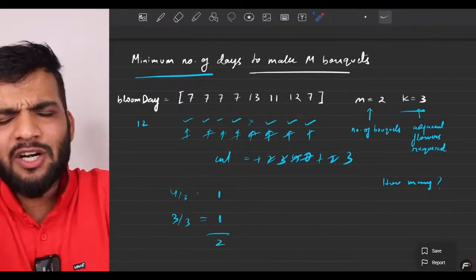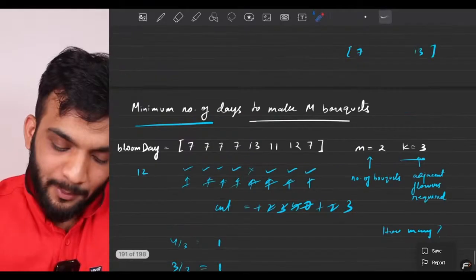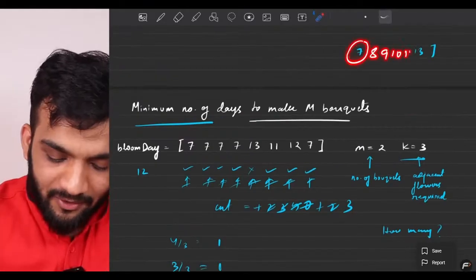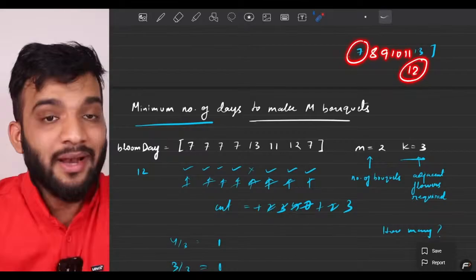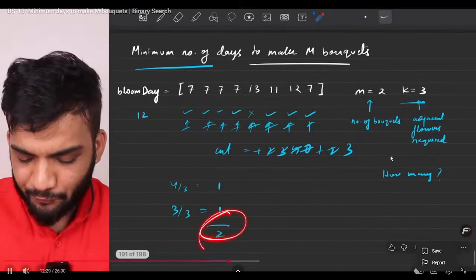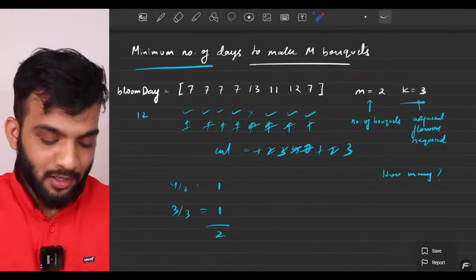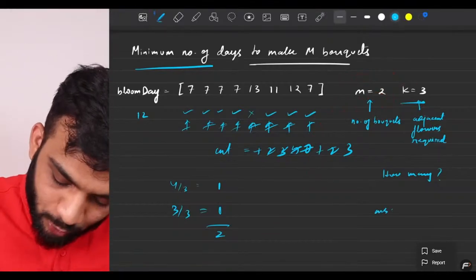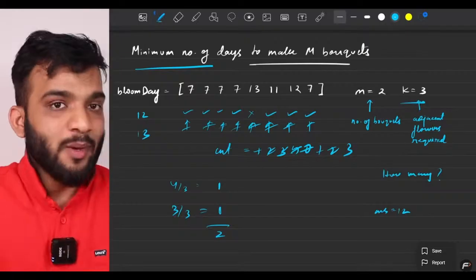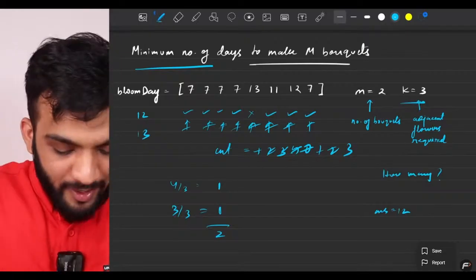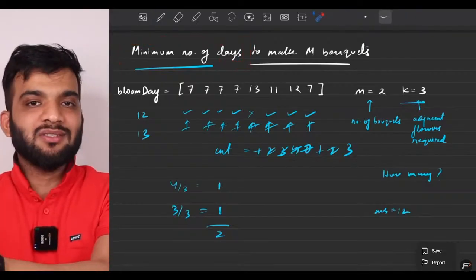So you started from 7. If you remember, the range started at 7. You went 8, 9, 10, 11, and then you are at 12. At 12, you see that you're able to form 2 bouquets. Thereby, possible. Hence, your answer is 12. You can try with 13 as well, but the question states to find the minimum number of days. Got it?